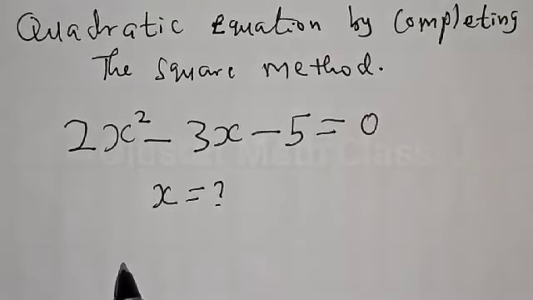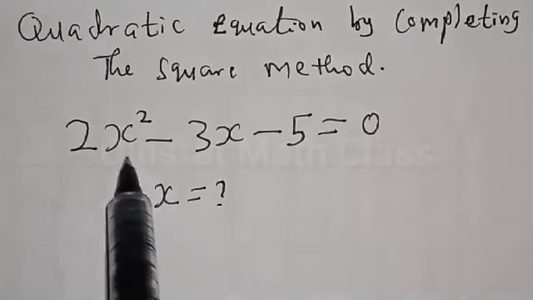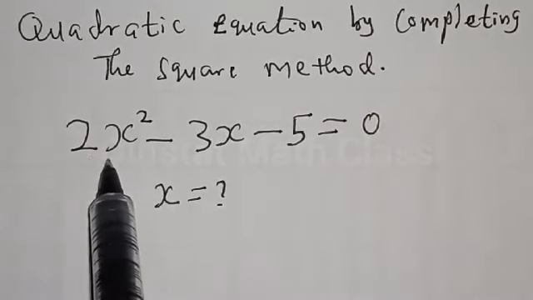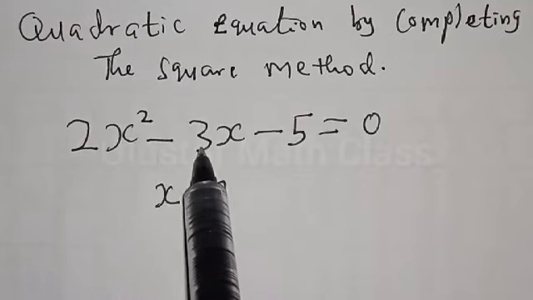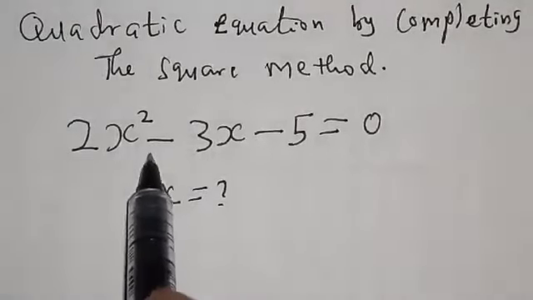Hi everyone, welcome to this class. In today's class, we want to look at how to find the value of x from this given quadratic equation, 2x squared minus 3x minus 5 equal to 0, using the completing the square method.